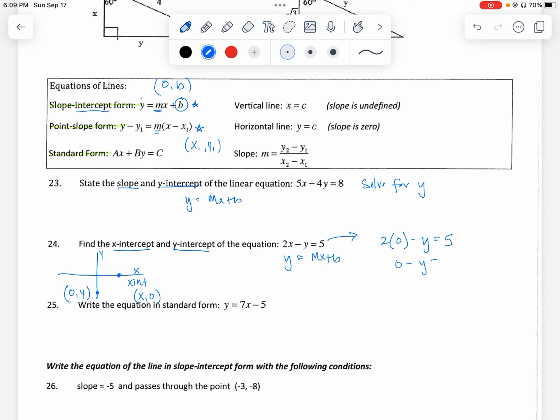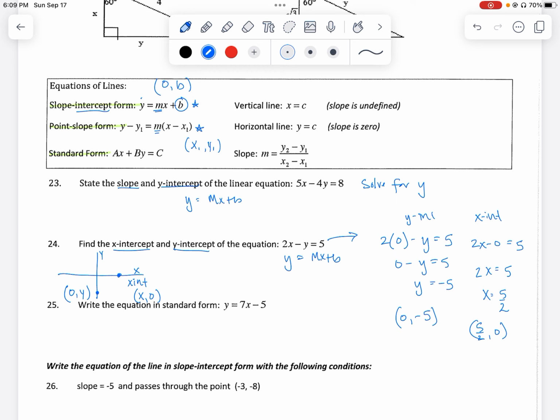0 minus y equals 5, so I know that y is equal to negative 5. And now this is to find the y-intercept. Now to find the x-intercept, I can take 2x minus 0, plugging 0 in for y now, equals 5. And I can get that 2x equals 5, so I know that x is equal to 5 halves. Now I've got that the x-intercept is at the point (5/2, 0), and that the y-intercept is at the point (0, -5).